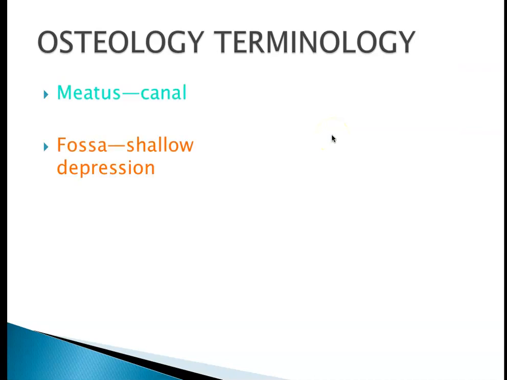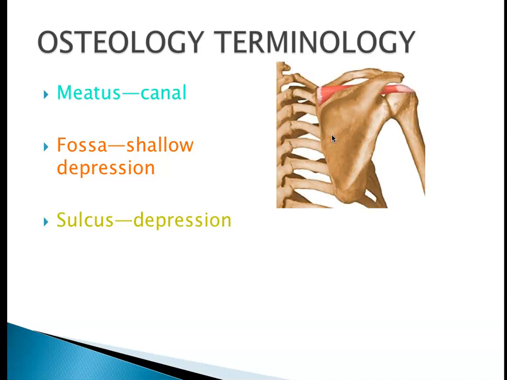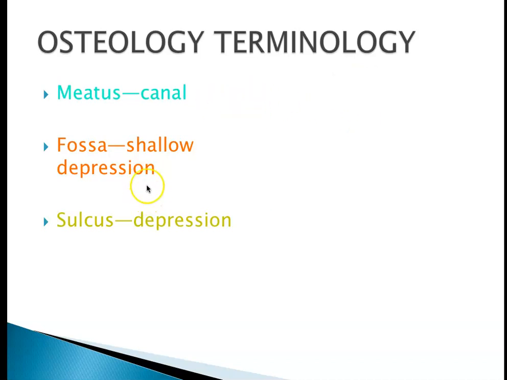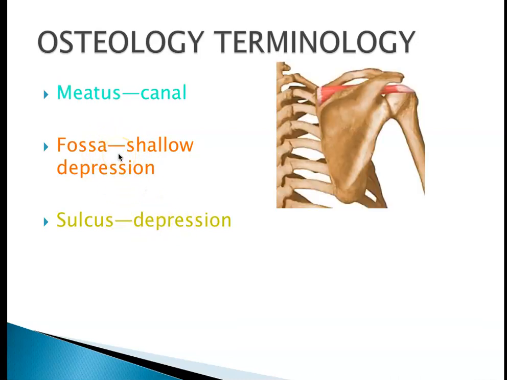Next term, well actually let me pull these up together. We have these two terms that mean depression. Fossa is going to mean more of a shallow depression. Think about when you have a plate in front of you, how the upper portions move up. An example of this would be the infraspinous fossa. Infra meaning below, spinous referring to the spine of the scapula, and fossa referring to the depression on this bone. You can see how this part is moving up like it would at the edge of a plate.